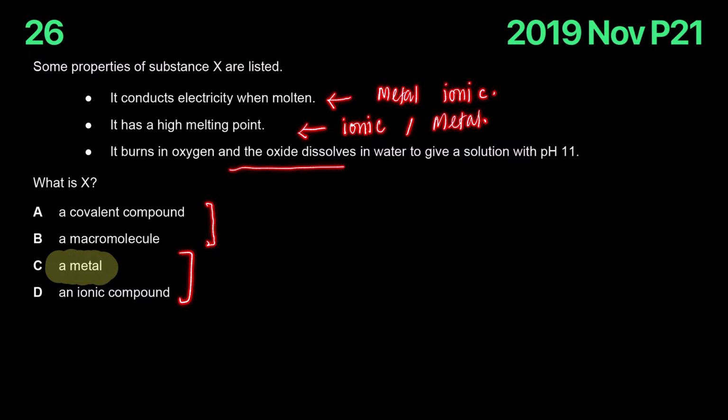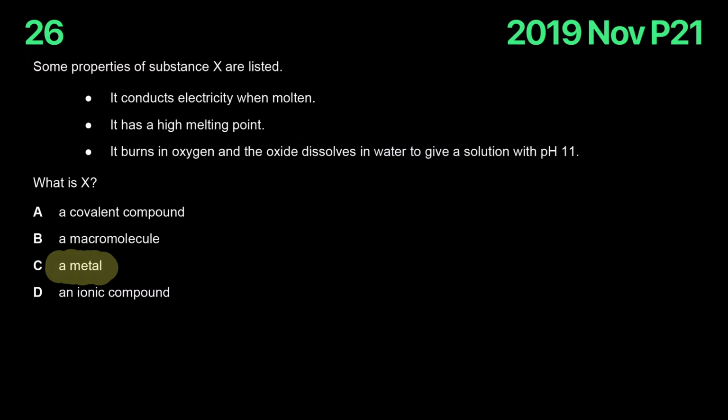It burns in oxygen, and the oxide has a pH of 11 when dissolved in water. That's a metal oxide they're talking about. Ionic compounds could be an oxide, right? Like they don't have oxides. So C is the answer. Our answer is C.